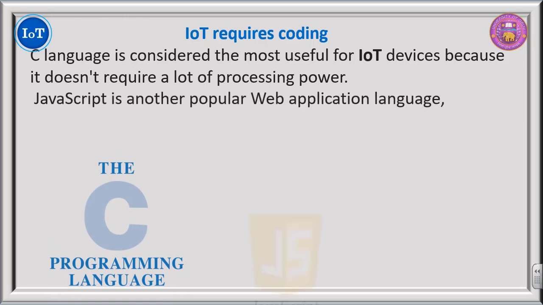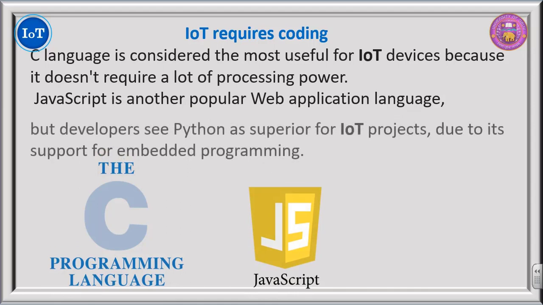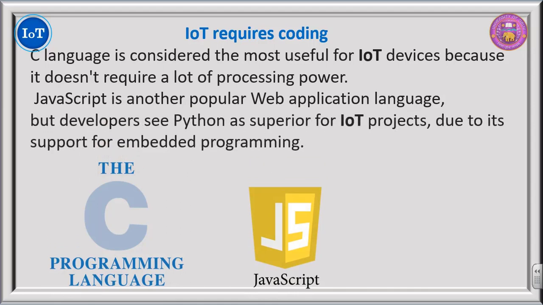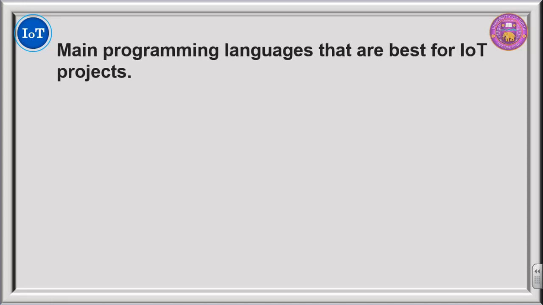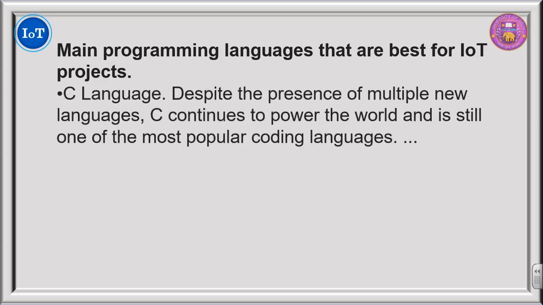JavaScript is another popular web application language. But developers see Python as superior for IoT projects due to its support for embedded programming. There are certain main programming languages that are best suited for IoT projects. The first, as we already talked about, is the C language. Despite the presence of multiple new languages, C continues to power the world and is still one of the most popular coding languages.